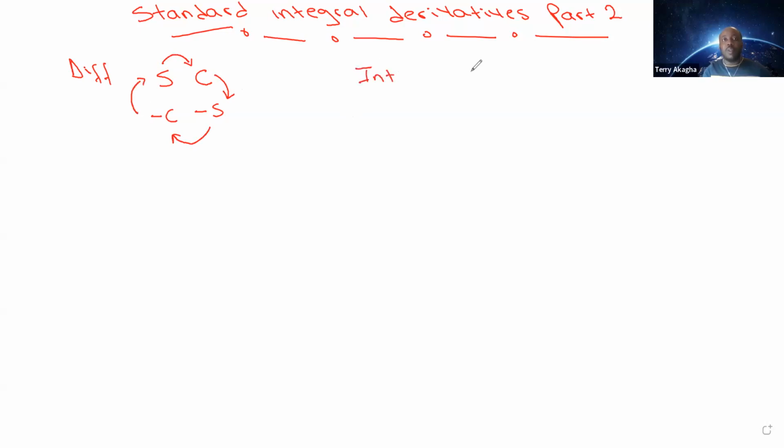Sine. Now this is going to be different for integration. It's still the same format: sine, cosine, minus sine, and minus cosine. In this case, you're going backwards. So from cosine, it's going to give you sine. From sine, it's going to give you minus cosine. From minus cosine, it's going to give you minus sine. And if you integrate minus sine, it's going to give you what? Cosine. That is it.